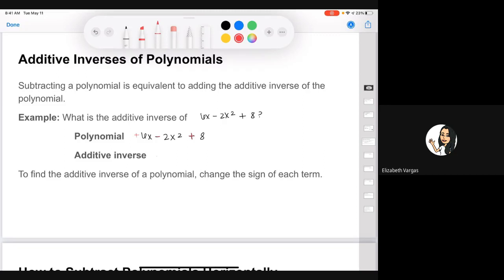So we had a positive 6x. So now we're going to have a negative 6x. We have a negative 2x cubed. So now we have a positive 2x cubed. We have a positive 8. And so now we have a negative 8. So the additive inverse is basically just changing those signs. So yeah, to find the additive inverse of a polynomial, change the signs of each term.